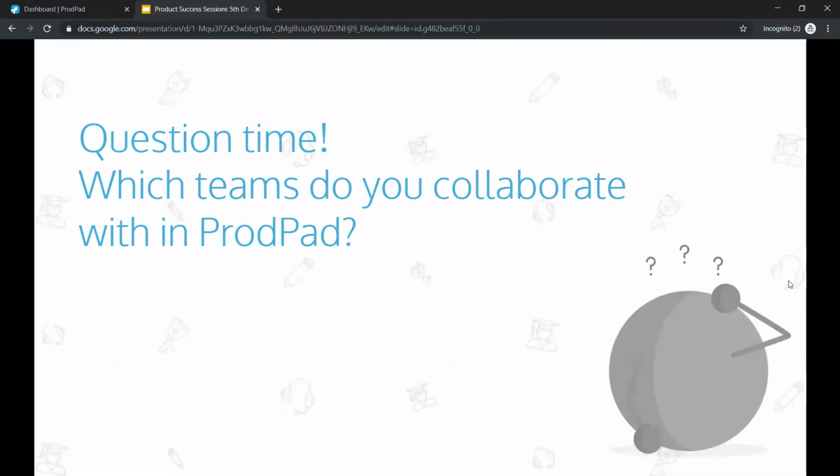So question time, and time for the next poll, if Andrew wouldn't mind doing the honours. And the question of the poll is, what teams do you collaborate with already within ProdPad? And maybe while you guys are filling this in, Andrew and I can share a little bit about how our teams collaborate within ProdPad. Are you asking me which teams I collaborate with? All teams? Yeah.